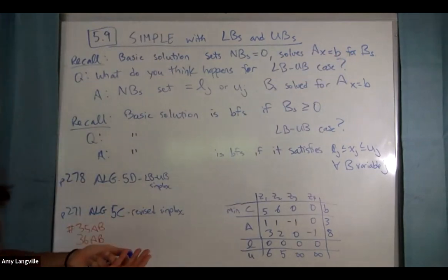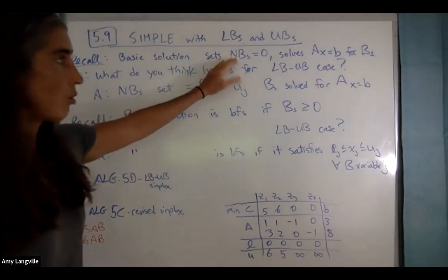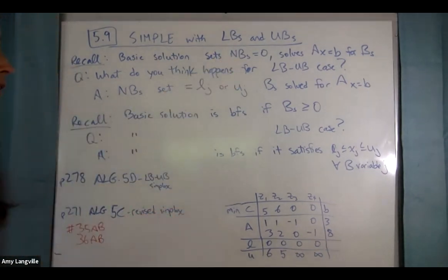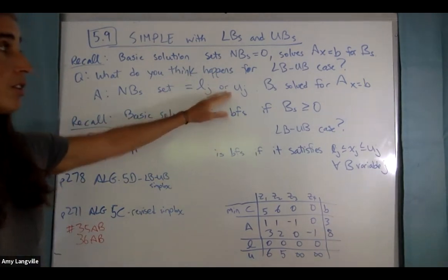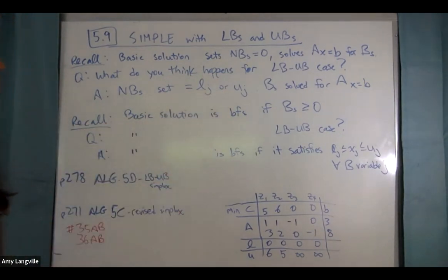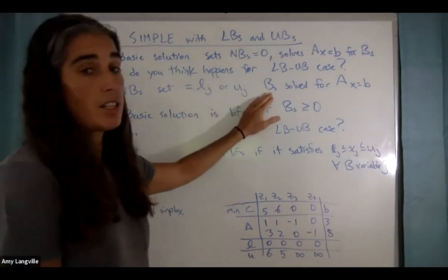So what do you think we're going to do for the lower bound, upper bound case? Rather than setting those to 0, because that really was the lower bound there, we're actually going to set it to either the lower bound or the upper bound. We'll talk about that in the algorithm. And then you're just going to solve for the basics, right? You're going to do the same thing.